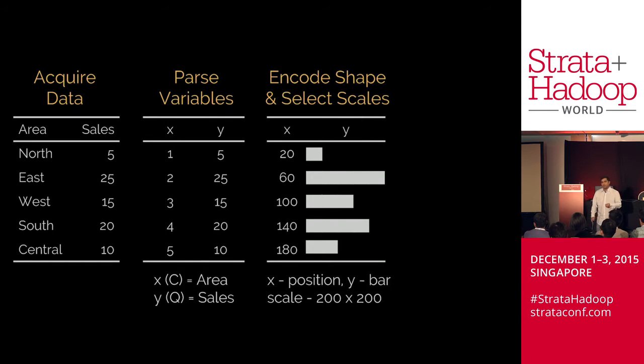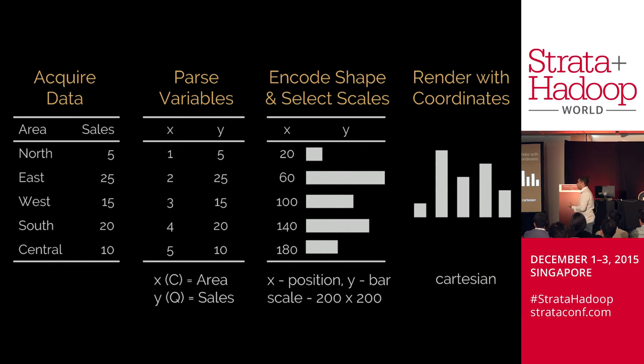And then I do one more step, which is I render it in a coordinate system, right? So I basically render it, in this case, with a Cartesian coordinate system, right? This is what we do in visualization. This is the process of visualization, no matter how big or small the data is, right? And this is really powerful, because once you understand this, you can basically create an unlimited number of visualizations.